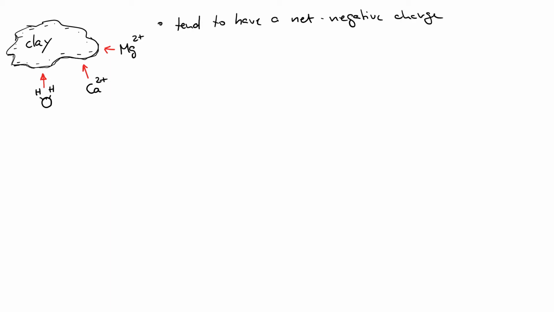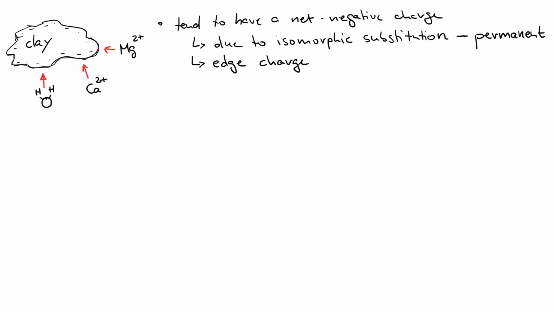So clay particles are one of the constituents in soils that tend to have a net negative charge. And in clay particles in particular, we've learned that this net negative charge comes about, one, because of isomorphic substitution in either the tetrahedral or octahedral sheets, or due to an edge charge. Now, in the case of isomorphic substitution, that would be a permanent negative charge. Once the clay mineral has been assembled with the defects in it that lead to this charge, this is permanent. It will always be there.